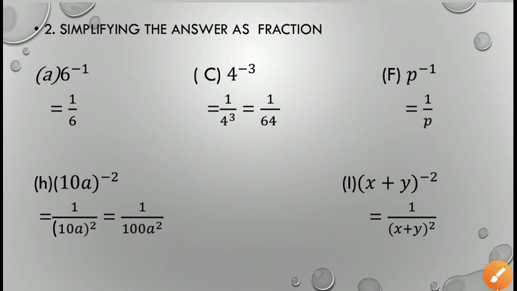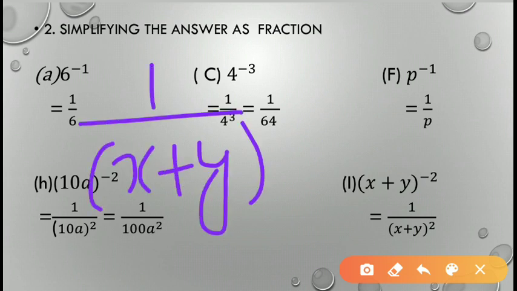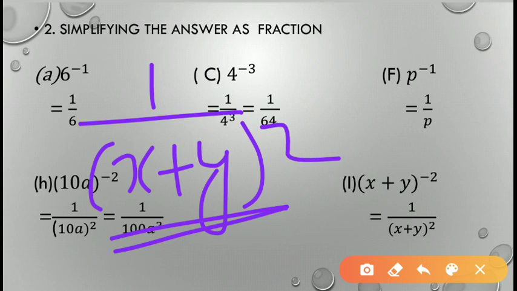Next is x plus y to the power minus 2. First of all, convert this minus 2 into plus. 1 upon x plus y square. This is your answer. If you want to expand this, you can also expand with the formula of a plus b whole square, but this will also be correct.